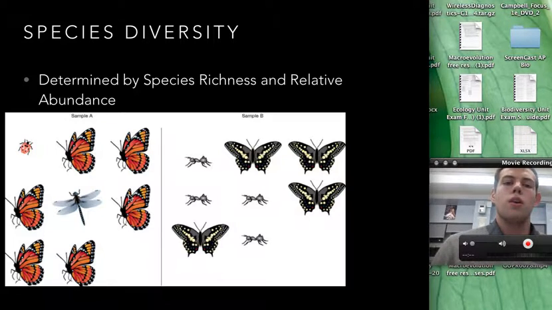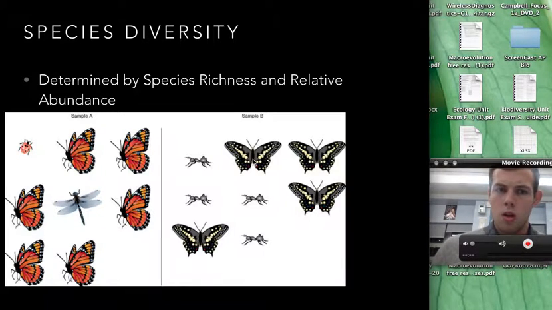Okay? So, species richness and relative abundance determine how diverse your community or ecosystem is going to be. If we want to make these more diverse, if we want to increase the stability of these two, for sample A, I would have an increased number of ladybugs and dragonflies. For sample B, I'd probably have another species in there to help balance it out.